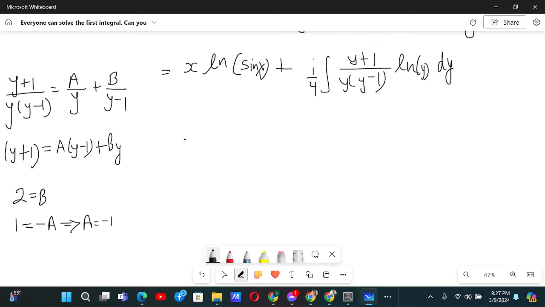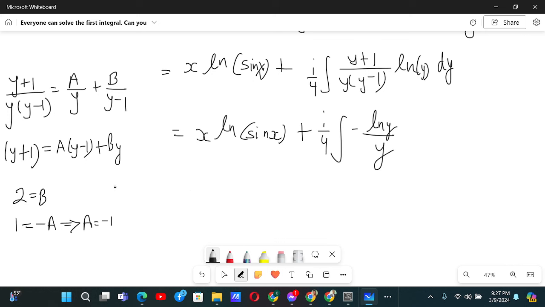So that's why we can write x ln of sin x plus i by 4, now minus 1 by y, so minus ln y by y, and then 2 by y minus 1, so 2 ln y by y minus 1 dy.